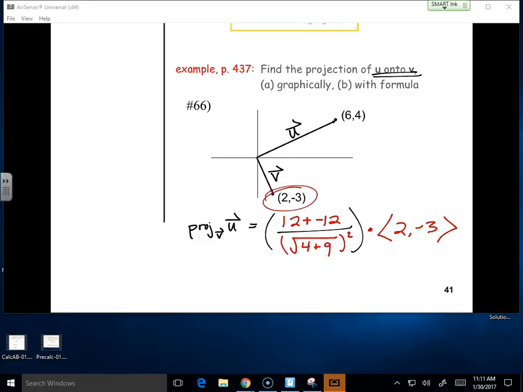12 plus negative 12. Wait, what's that? 0. All over 13 times 2 comma negative 3. But hold on, kiddos. 0 over anybody is still 0, right? What's 0 times anybody? 0. What's the projection? Does this force have any effect on this movement? No. Oh, I wonder why not.